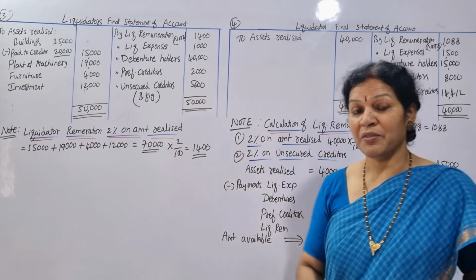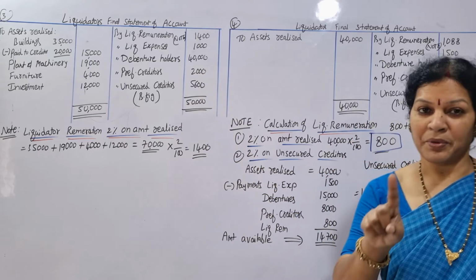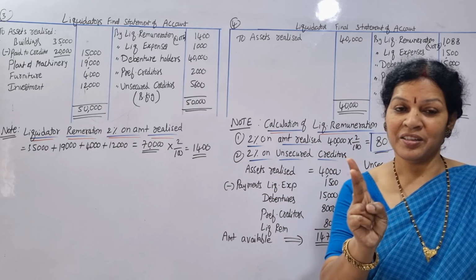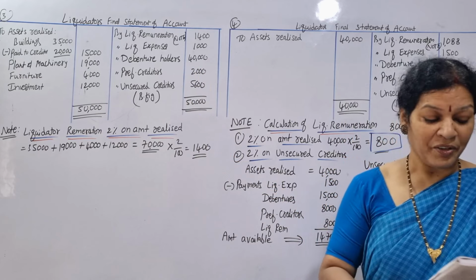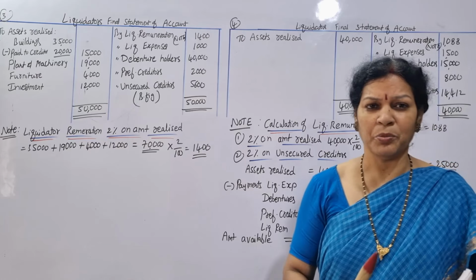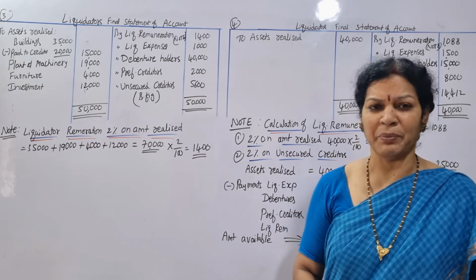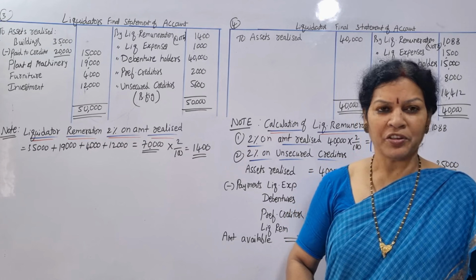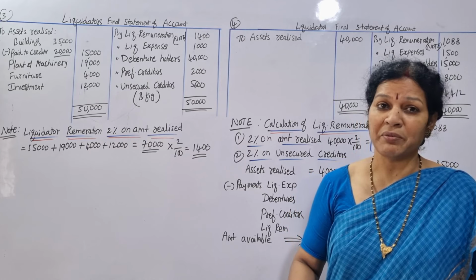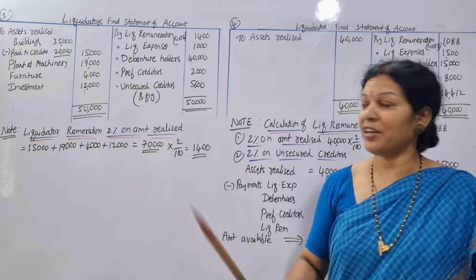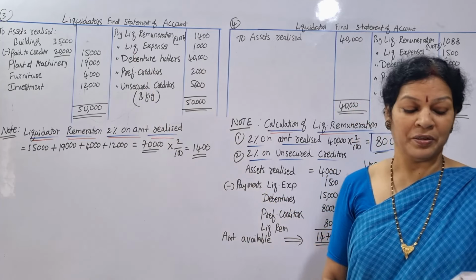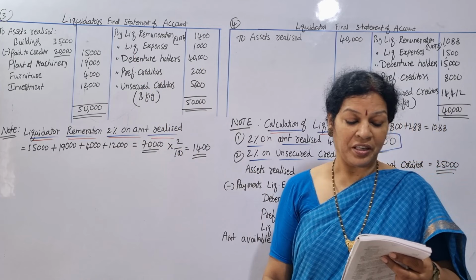Then after that we'll pay to the preferential creditors, then after that unsecured creditors. First preferential creditors are given. Generally most of the time preferential creditors will not be given, but here it is given. Preferential creditors are given means first preference will be given to the preferential creditors. So preferential creditors 2,000. Next, unsecured creditors.